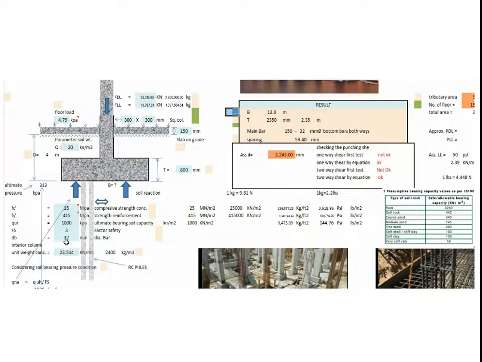If we try 150 floors with load tributary of 5 meter by 5 meter, with assumed design parameters, the size of square footing will be 13.8 meters and depth is 2.35 meter. Check one-way shear is OK and check two-way shear is OK. Main bars is 150 number of 32 mm diameter bottom bars both ways with the spacing of 59.4 mm.